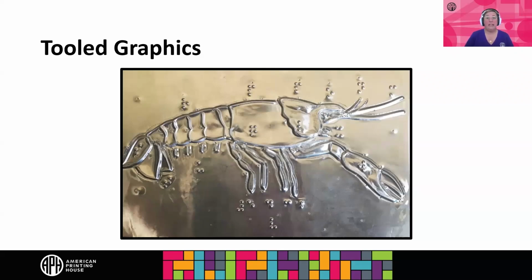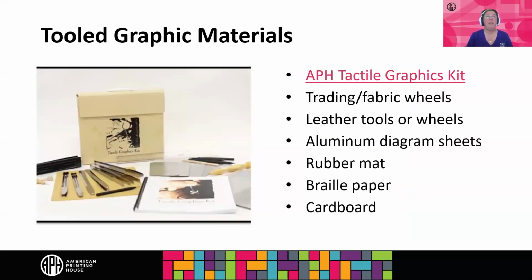Labels are brailled directly onto the foil with a slate and stylus. And these can also be used for thermoform creation if you needed multiple copies of the same graphic. Now, the APH Tactile Graphics Kit is a kit that provides you tools as well as aluminum sheets with the rubber mat to be able to create tactile graphics.